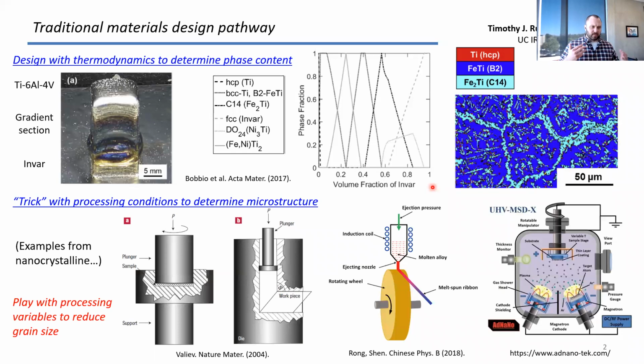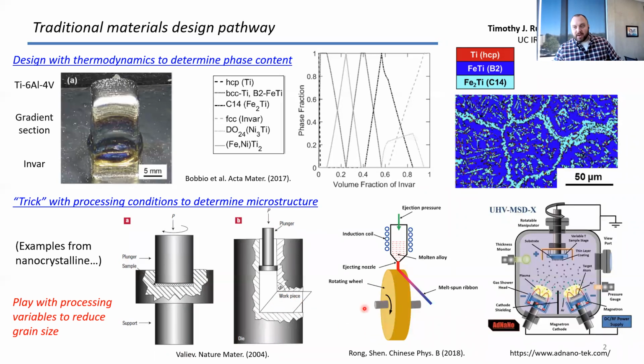And I'll use examples from my area, which is nanocrystalline materials. Often we're trying to make materials with smaller grain sizes. So we do things like high pressure torsion or equal channel angular pressing, where we can control the number of turns we put the sample through, or the angle that we extrude through, to try to change our microstructure.